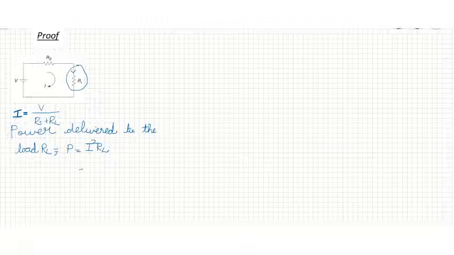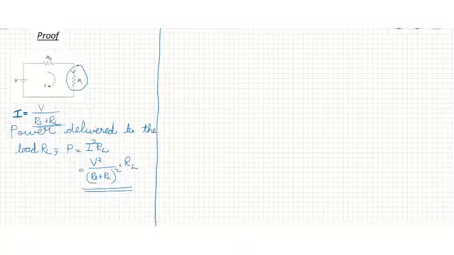That is equal to I square, where the value of I is this one. So it is V square divided by (Rs plus RL) whole square into RL. This is the power delivered. Now we got the mathematical expression for power delivered to the load.